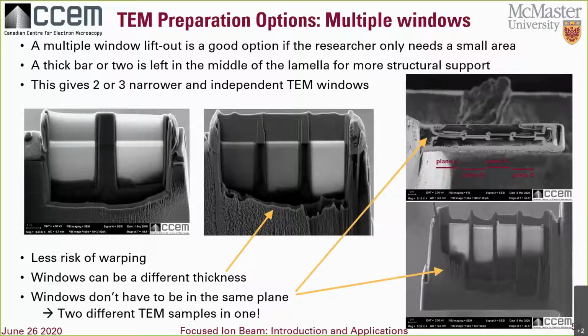Another trick is that the TEM windows don't even have to be in the same plane. So if you have a sample that has 2 or more offset features in the Y direction, like you might find in a semiconductor device, you can effectively make 2 different TEM samples in one sample. Hacks.